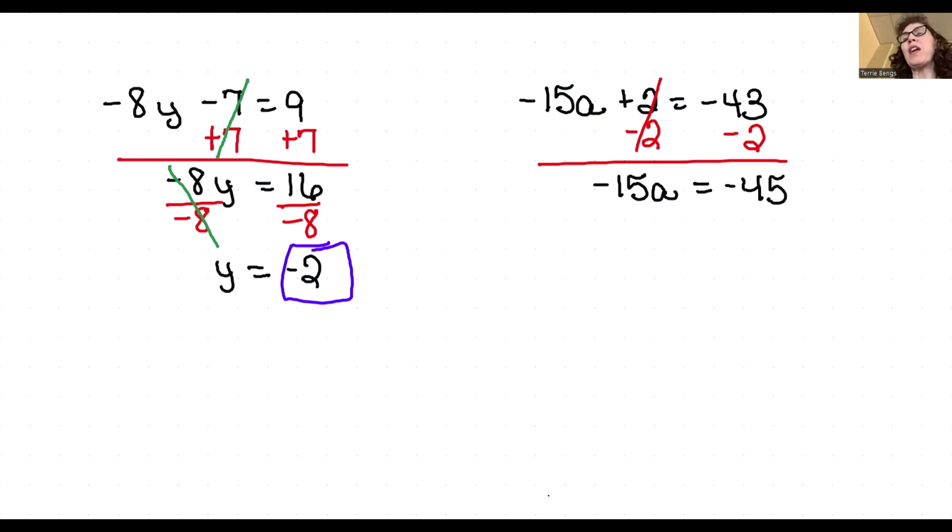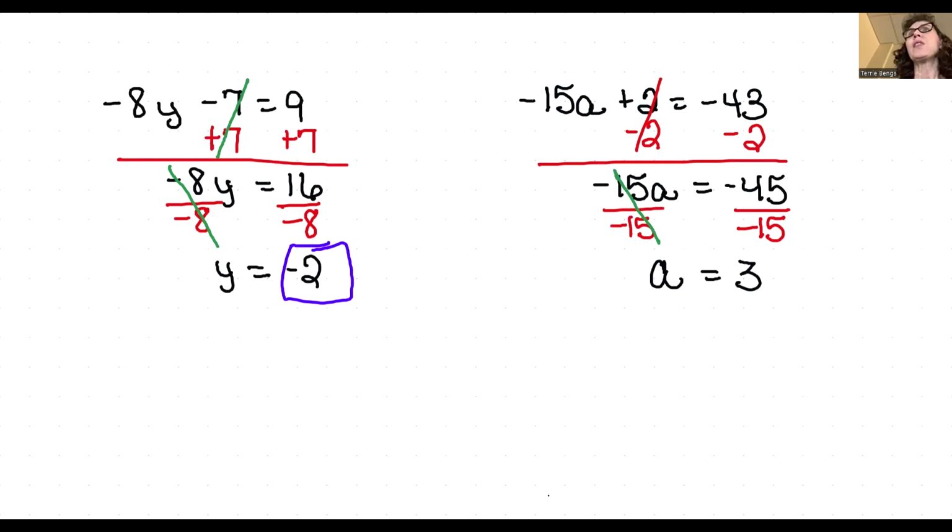Okay, so now we've got our negative 15a. We know that when a number and a variable are side by side, that is multiplication. And we know that the opposite of multiplication is division. So we will divide both sides by that negative 15. Again, do not forget to take that negative sign with you. So here we can cancel out those negative 15s because they divide to make a positive 1. So we'll just be left with a equals, and negative 45 divided by negative 15 makes a positive 3.